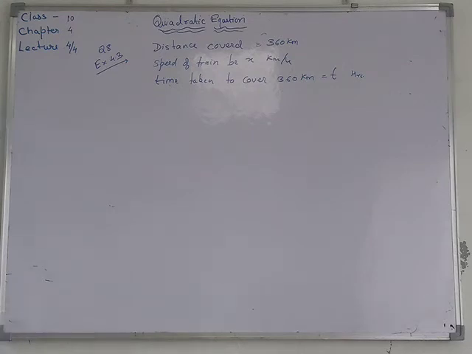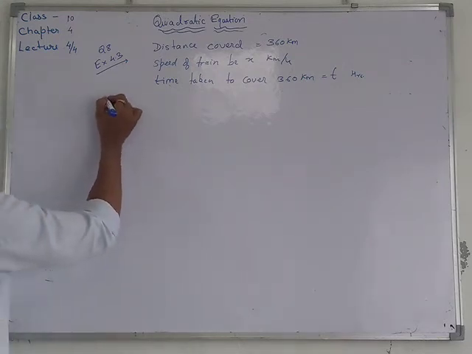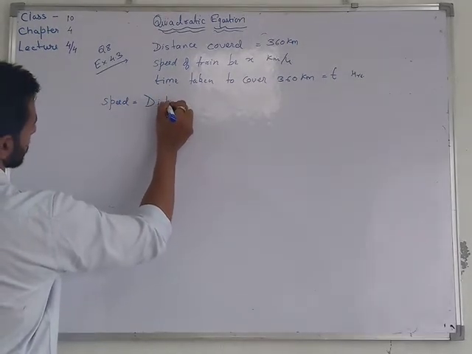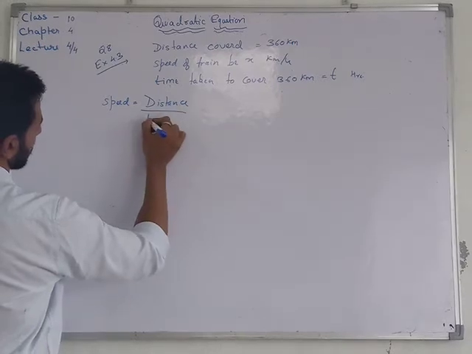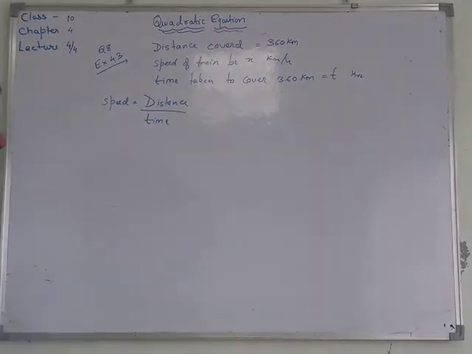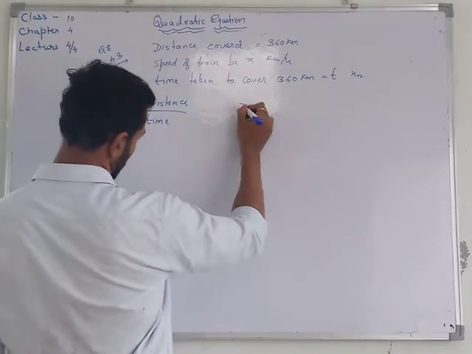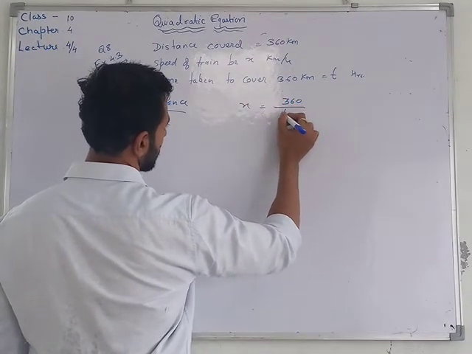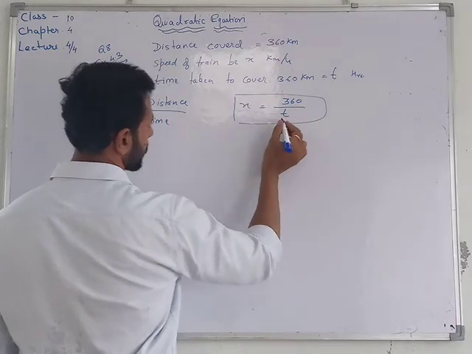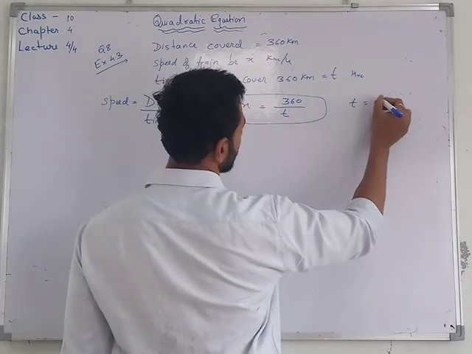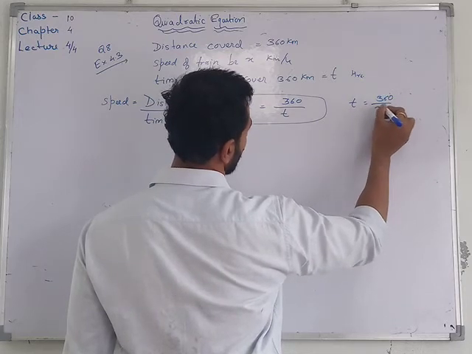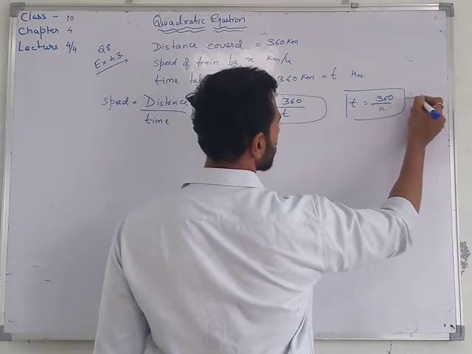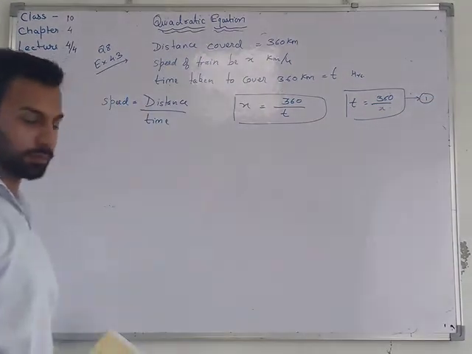We know that speed is equal to distance by time. Speed is x, distance is 360, time is t. So I can write time t is equal to 360 by x. This is the first equation.